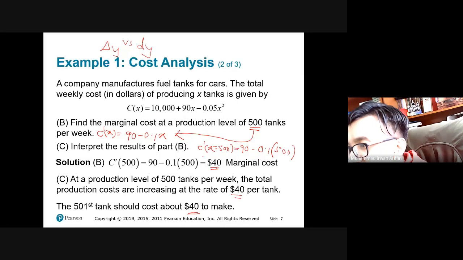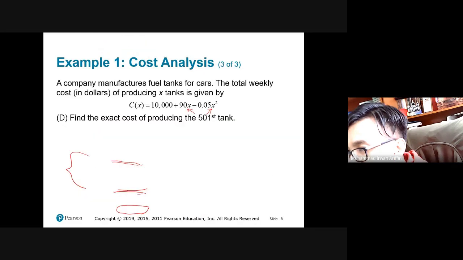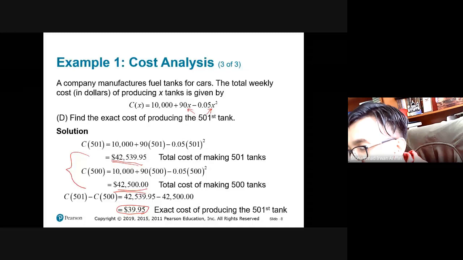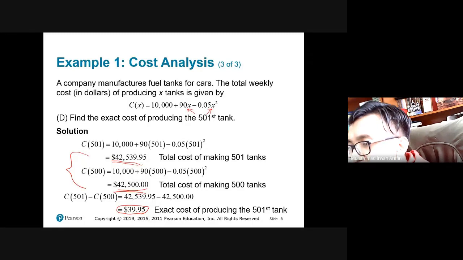Using derivative would save us more time because we only need to find the derivative, and then we simply substitute the current level of production, 500, and we got $40 marginal cost. $40 marginal cost compared to 39.95 is not much different. So in calculus, derivative is a good approximate of the actual change, especially when the change is very small. The smaller the change is, the better approximation that we are going to have.